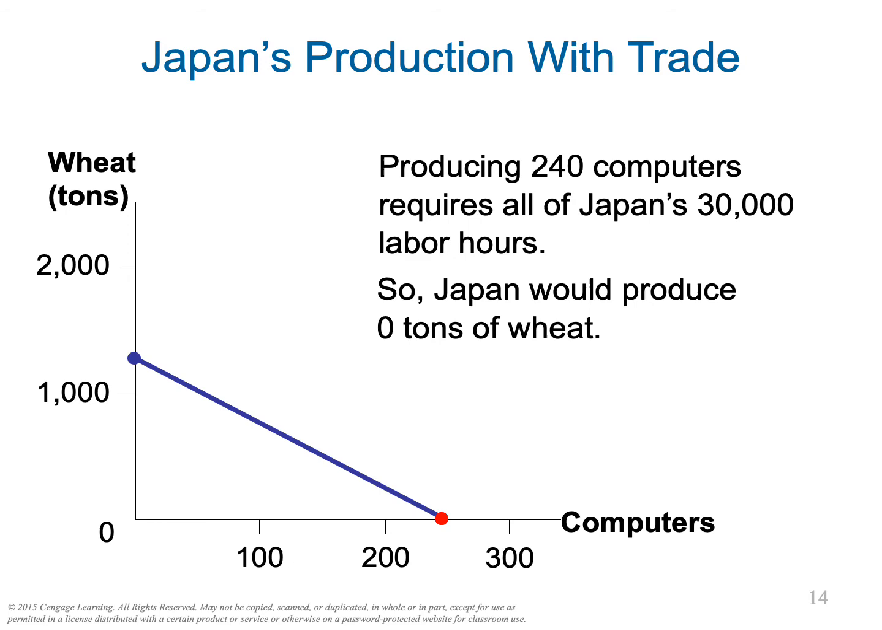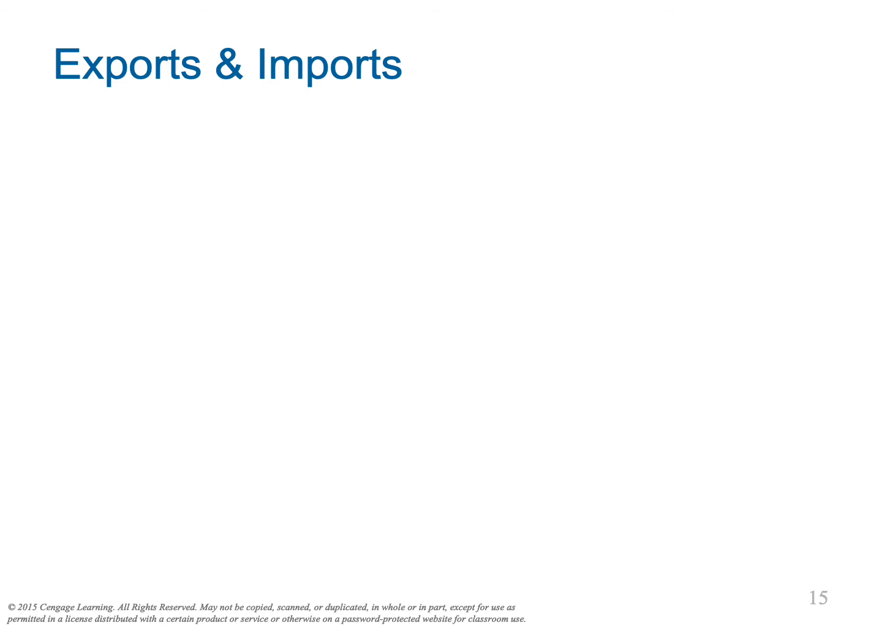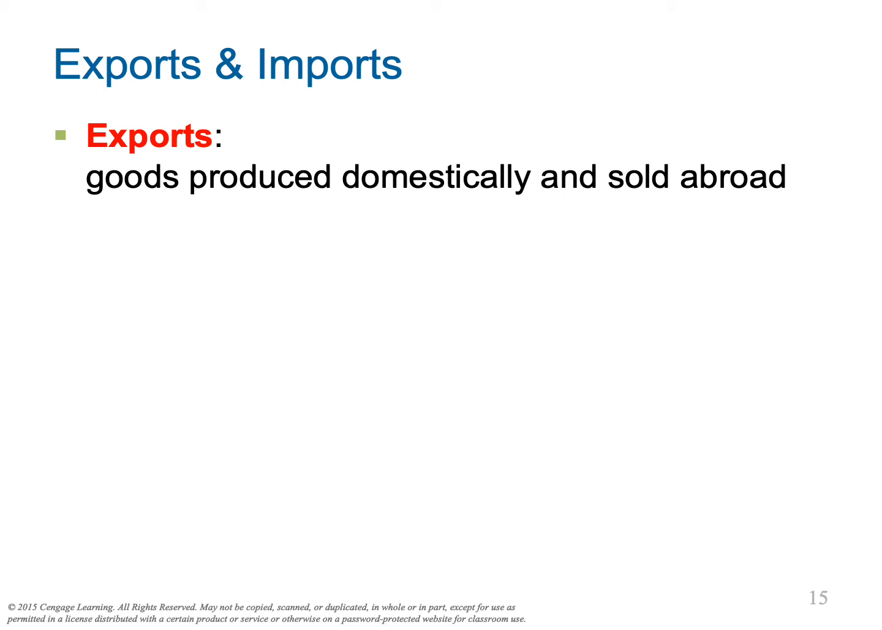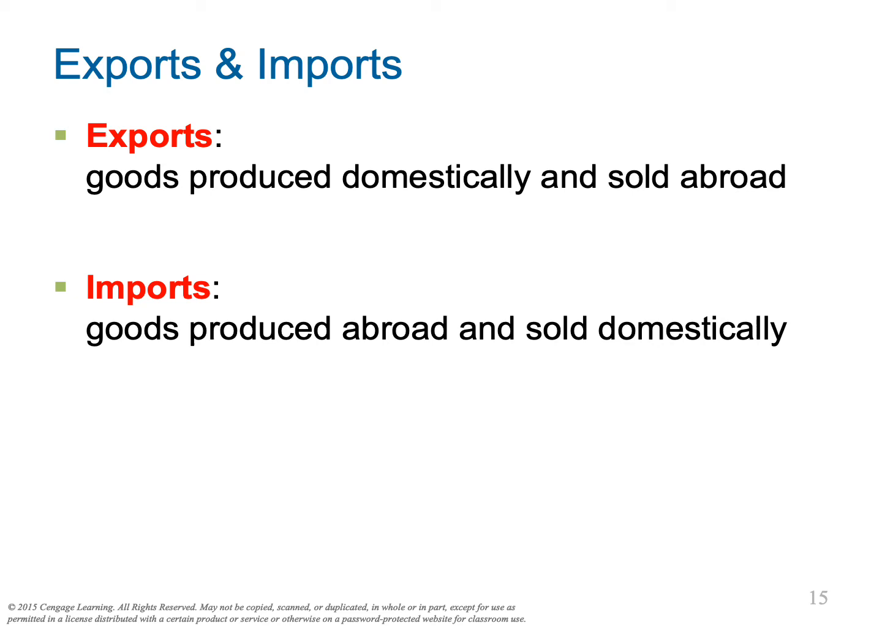All right, so one other thing we need to make sure we understand before we look at the trade scenario is the difference between exports and imports. There's a good chance you already know, but just in case you don't, exports are goods that are produced domestically, in other words, here in the home country, and then sold to other countries abroad in other parts of the world. So that's exports, leaving our country. And imports are goods produced by other countries and then brought into our country, so sold domestically here in the home country. So those are imports and exports. Make sure you understand the difference there.